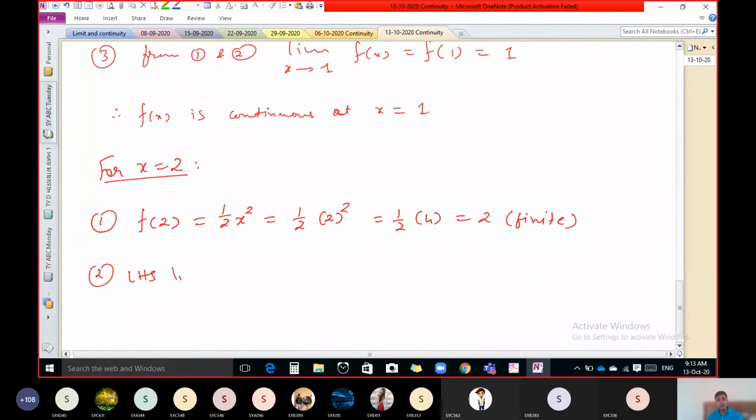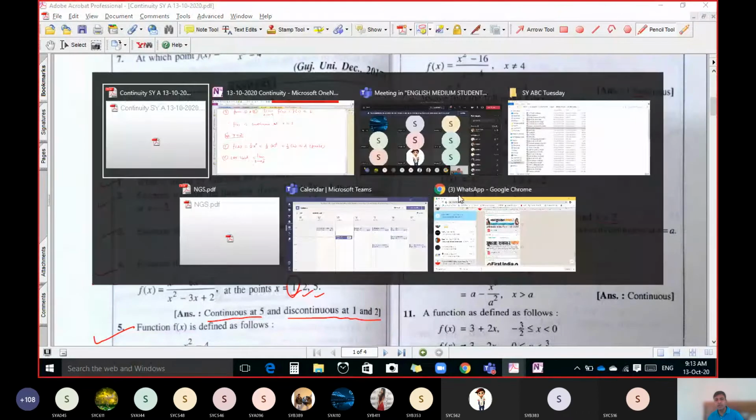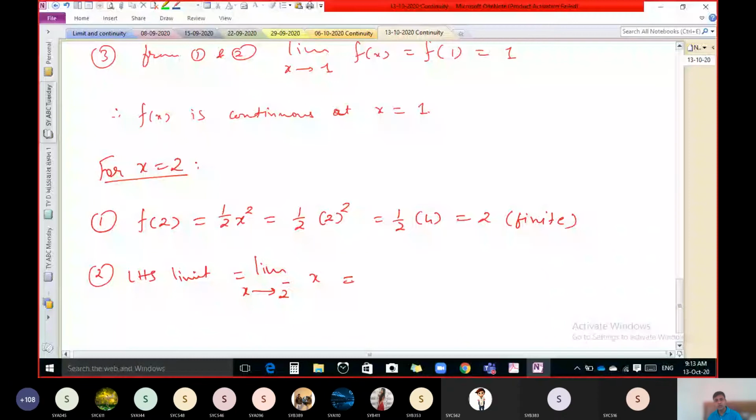Now two limits, left hand side limit and right hand side limit. First of all, let us do the left hand side limit. 2 minus. 2 minus means 1.999. Which one is the function for 1.999? Second one. The value of that is x. And put x equal to 2. So this is also finite.